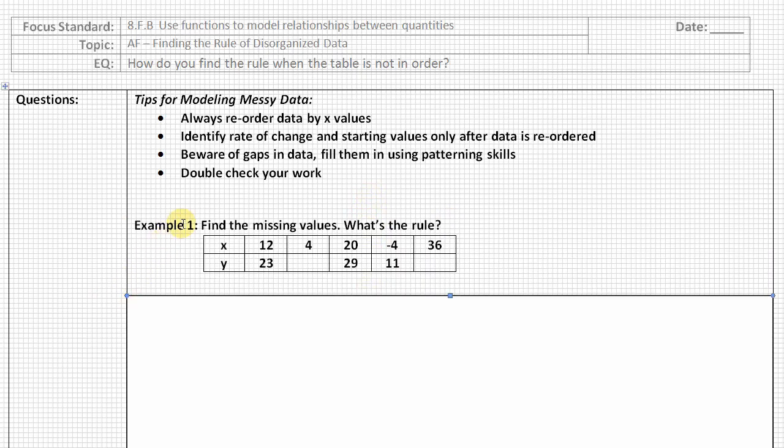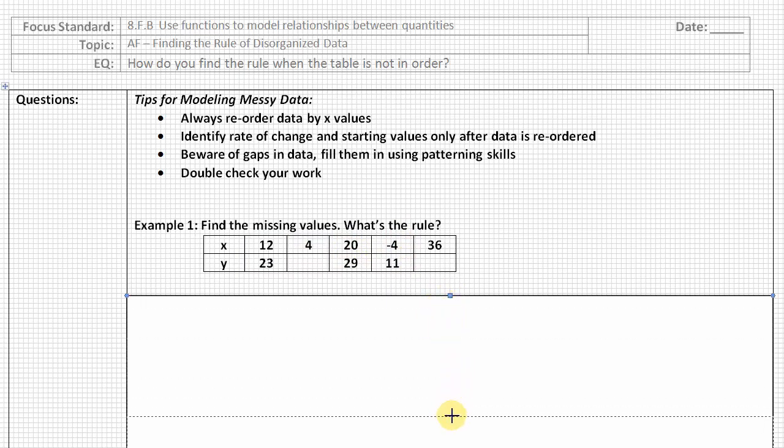Here's our first example. We're being asked to find the missing values and what the rule is for this table. So notice there's a couple of gaps in the y values, and our x values are all out of order. So what we're going to want to do is set up another x and y table and start to reorder this data, putting them in order by these x values. Of course, we've got to make sure that we keep our x and y pairs in order together as well.